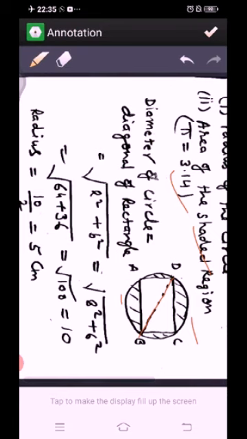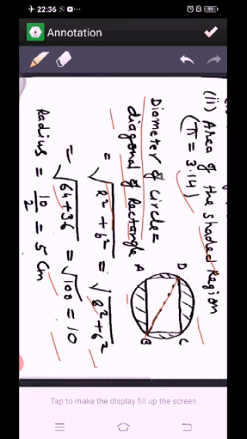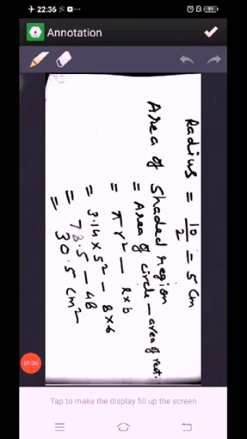So diameter of circle equal to diagonal of rectangle. We know that the diagonal of a rectangle is under root L square plus B square. So we get under root 8 square plus 6 square, that is 64 plus 36. So under root 100, that is 10. Diameter is 10. So radius will be diameter upon 2, 10 upon 2, that is 5 centimeter. Radius we have got. Now let's see more.